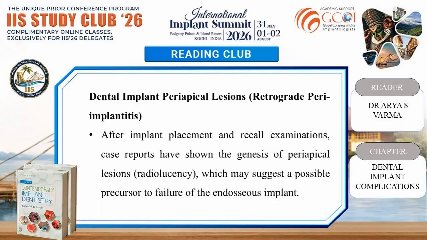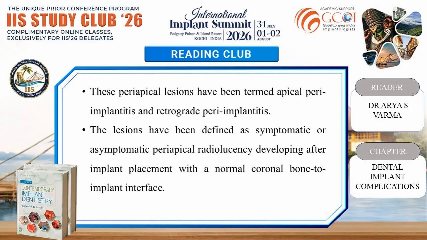After implant placement and recall examinations, case reports have shown the genesis of periapical lesions, radiolucency, which may suggest a possible precursor to failure of the endoosseous implant. These periapical lesions have been termed apical periimplantitis and retrograde periimplantitis. The lesions have been defined as symptomatic or asymptomatic periapical radiolucency developing after implant placement with a normal coronal bone to implant interface.